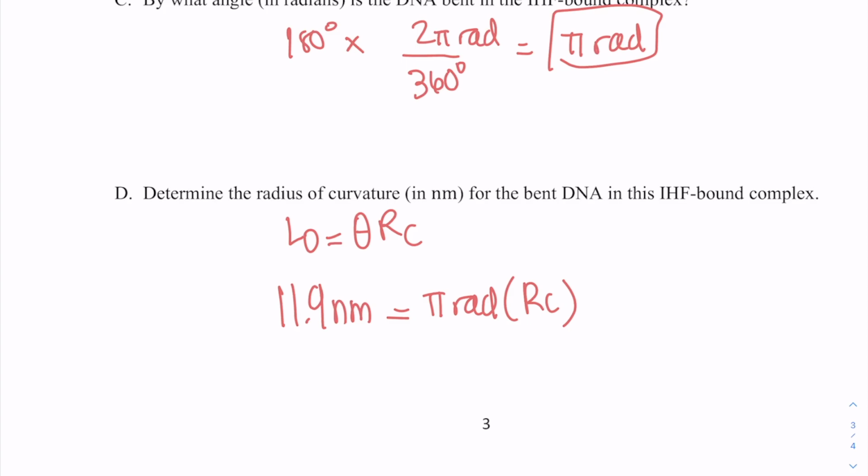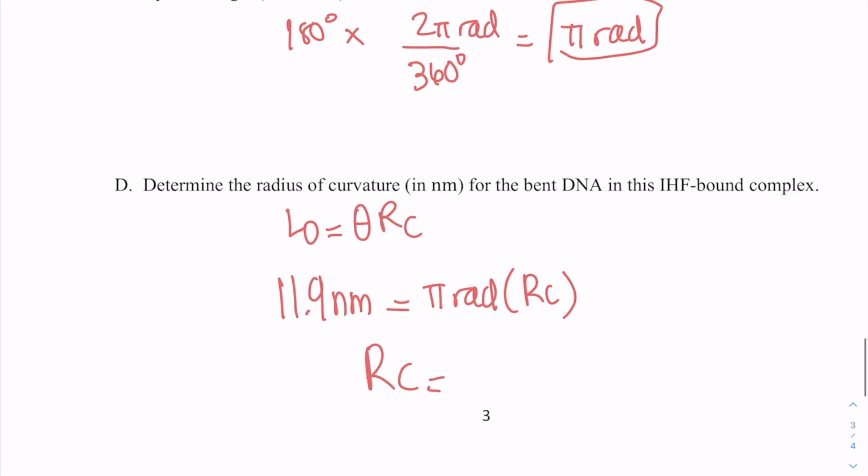So that's not too bad, right? You just take 11.9 divided by pi radians. And I think you should get around 3.79 nanometers or so. Is that about what you guys got? Yeah, that works as well. 3.79, 3.8, either way. The good thing about this class is that there's no sig figs.